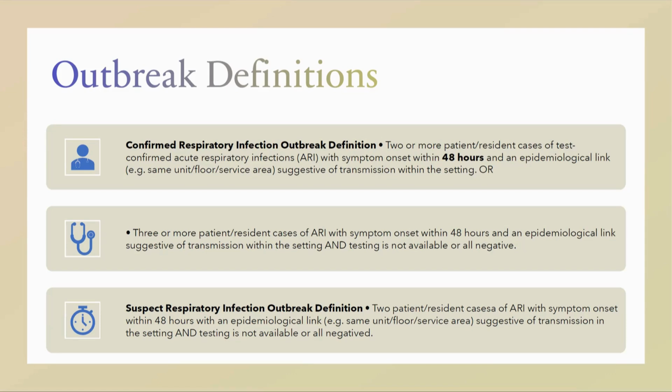And then a suspect respiratory infection outbreak is two patient or resident cases of ARIs with symptom onset within that 48-hour period, epidemiologically linked by same unit, floor, or service area, suggestive of transmission in the setting, and testing is not available or all negative as well. And that's what we consider a suspect respiratory infection outbreak.